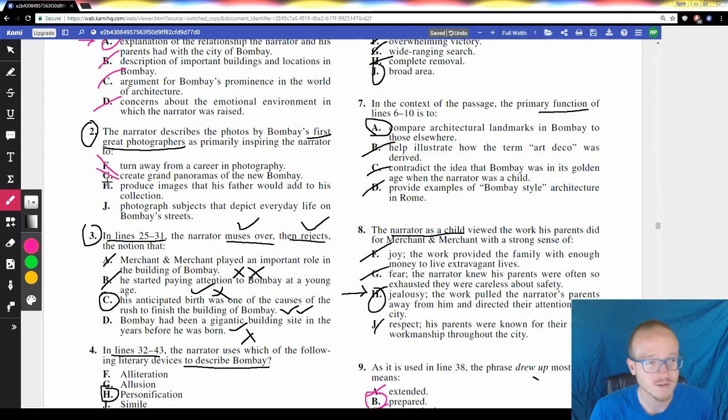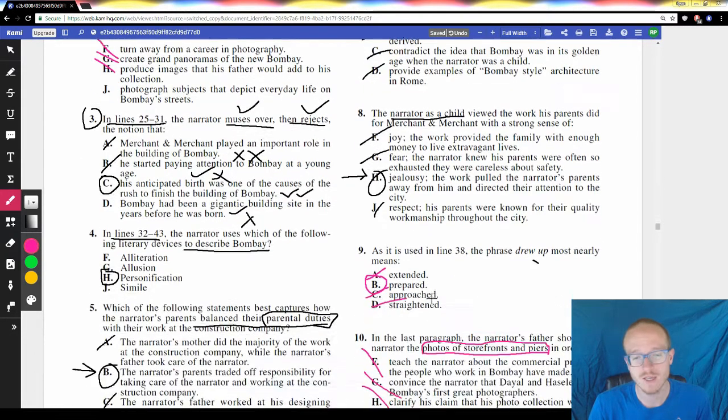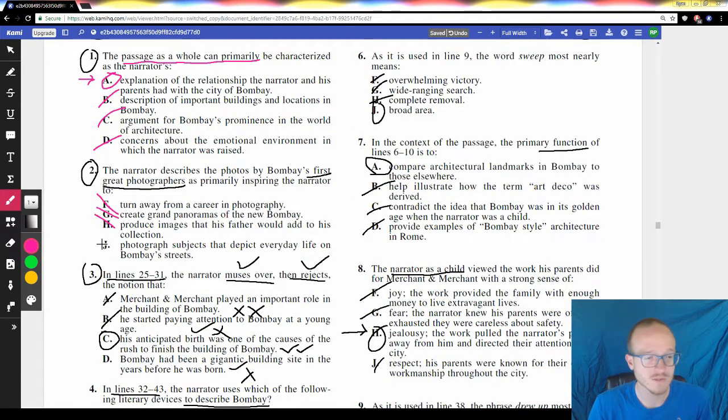Create great panoramas. This describes what those great photographers did, which is exactly what he does not want to do, he says. Produce images as father would add to his collection. We actually already know this isn't the case from question 10 that we answered. So it's got to be everyday life in Bombay streets. So there we go. Hopefully that wasn't too tough to follow.